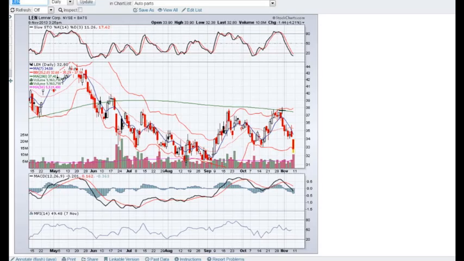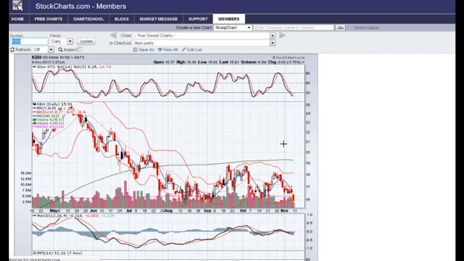Now, is there a chance support breaks? Absolutely. And if support does break, if we start to trade next week below 33 and eventually break 32, you're probably looking at Lennar going down another 5-6%. So some of these individual names are down near support, but threatening to break even lower.